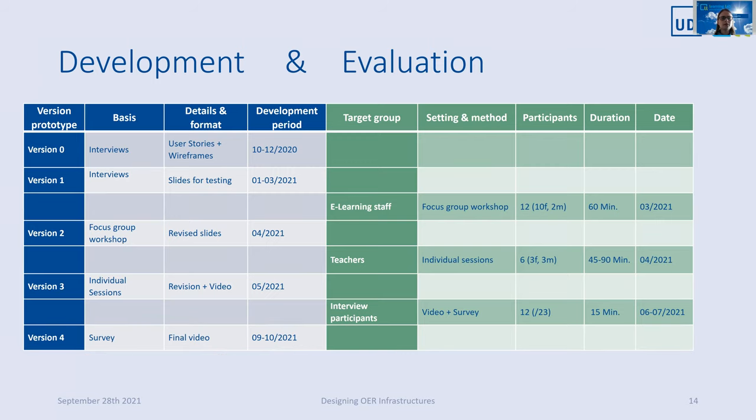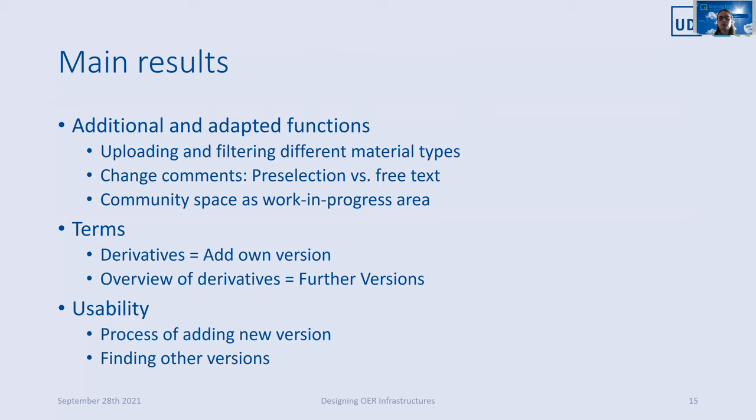The evaluation process resulted in some additional or adapted functions, for example, regarding filtering different material types. Change comments were divided into mandatory or pre-selection and optional free text, and the community space was developed and expanded as a work in progress area.